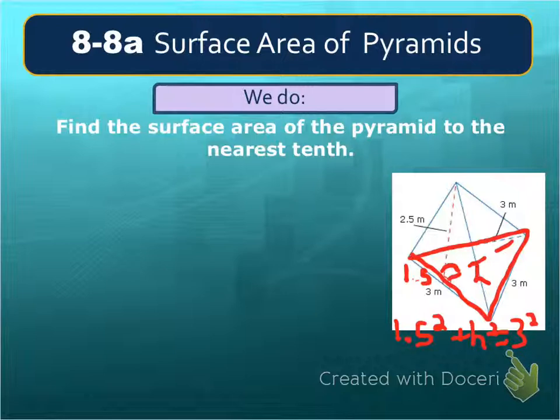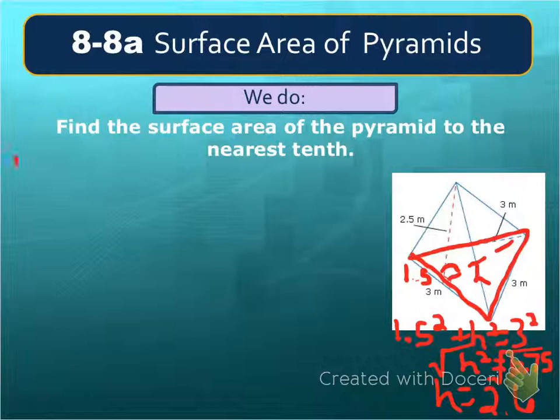Well, 1.5 squared is going to be 2.25. Subtract that from my 3 squared, which is 9, and I get h squared is equal to 6.75. Now remember, the last step to squaring something, the last step we have here, is you need to take the square root of both sides. So the height is actually equal to approximately 2.6.